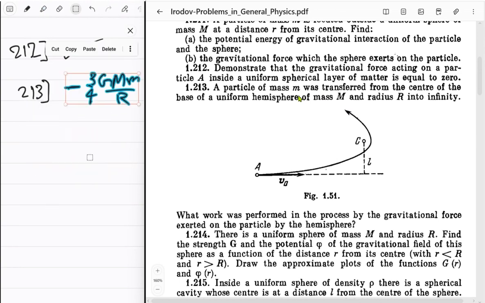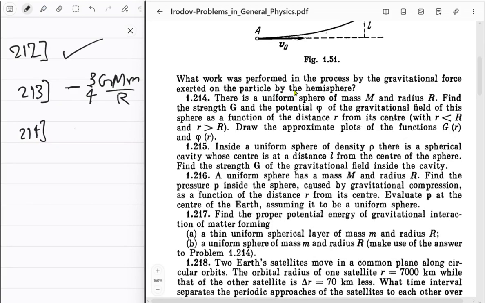Next question. 214. There is a uniform sphere of mass m and radius R. Find the strength g and the potential phi of the gravitational field of this sphere as a function of the distance r from its center, with r less than and greater than R. That's just a classic question. Draw the approximate plots of the functions g of r and phi of r.